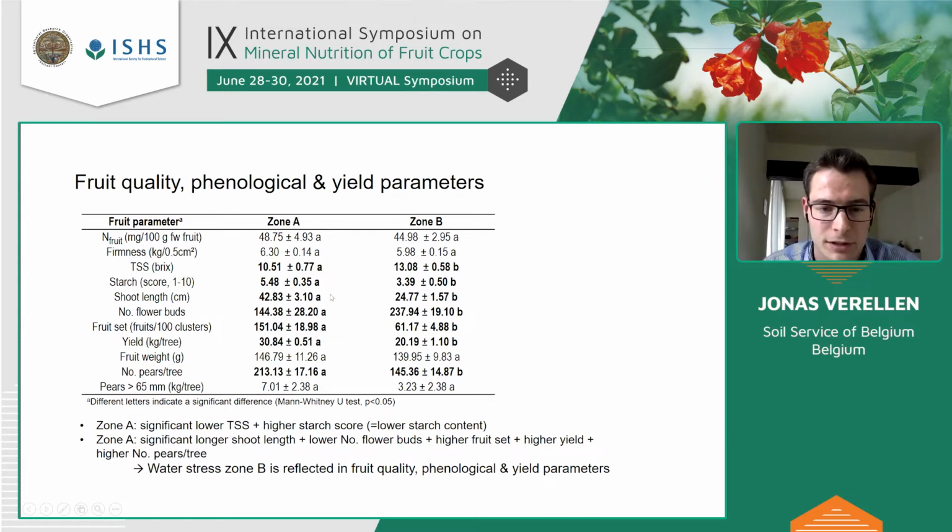Also, the shoot length was significantly higher at zone A as compared to zone B. And the fruit set was also significantly higher, and at harvest, the yield was almost 10 kilograms per tree higher in zone A as compared to zone B, which indicates that the water stress in zone B is also reflected in the fruit quality, phenological, and yield parameters.